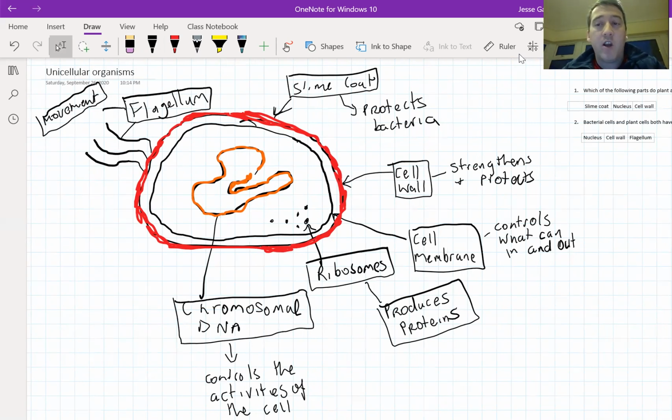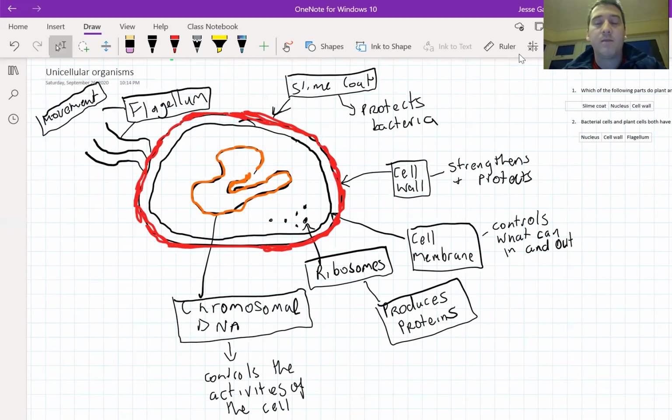A bacteria does not have a nucleus. We found a nucleus in a plant and an animal cell. A bacteria cell does not have a nucleus. A bacteria cell does have a cell wall. A plant cell has a cell wall as well, but an animal cell does not.